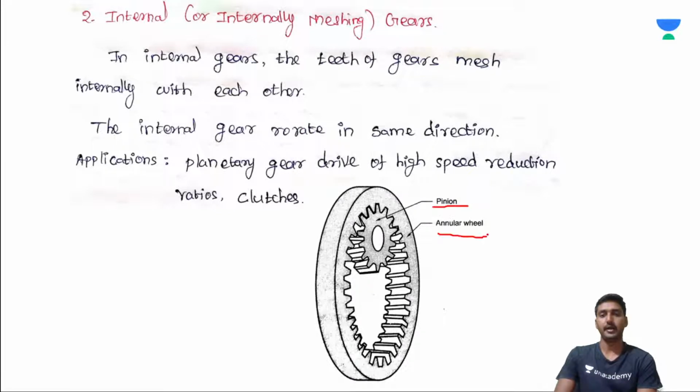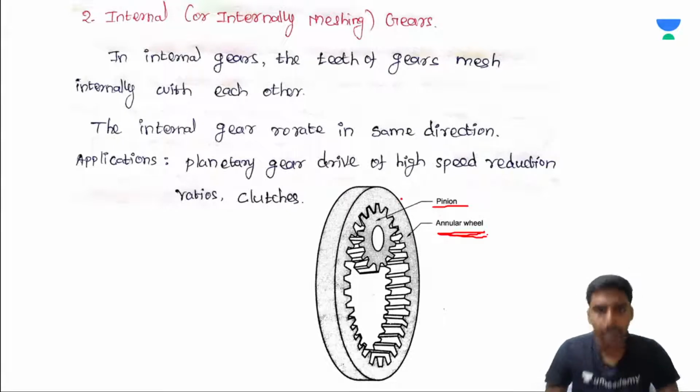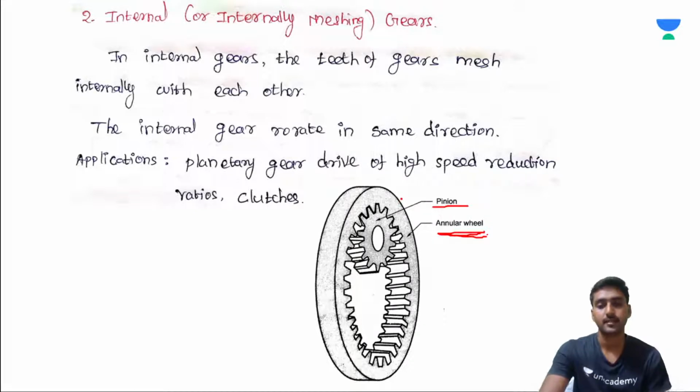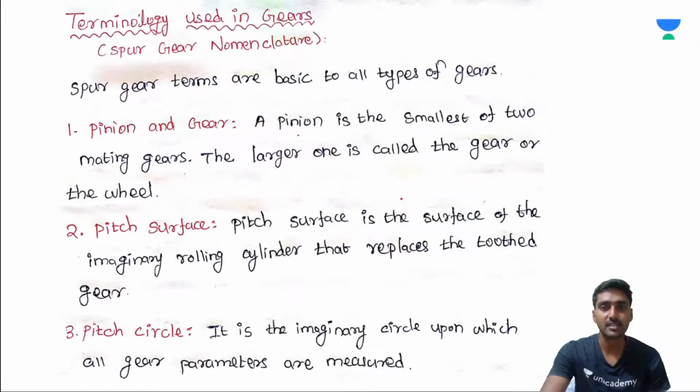This one is called the pinion, and this one is the annular wheel, right? I hope it's clear. Okay. So these are the classifications of gears.